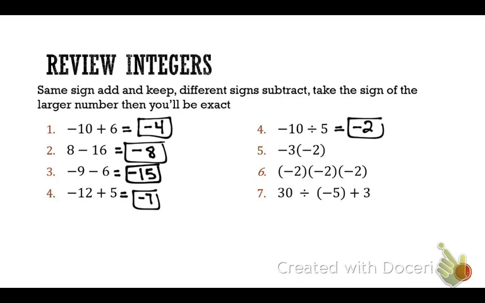Now, how many negatives do you see in number 5? 2. 2 is an even number, so what's going to be the sign of my answer? Positive, right? It's going to be the opposite. All right, so if it's an even number of negatives, it's a positive answer. And then you just multiply. What's 3 times 2? 6.